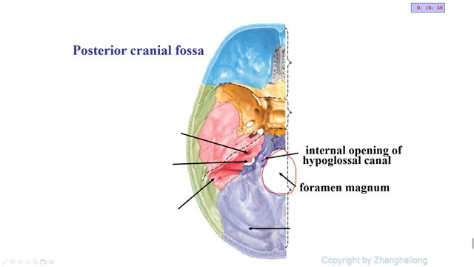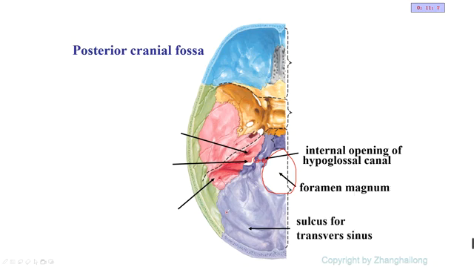And on the medial surface of here, there is the internal opening of the hypoglossal canal. The hypoglossal nerve goes out from here. This one is the internal opening. Then there is a canal going outside, which connects with the external opening. Then it goes out of the skull.